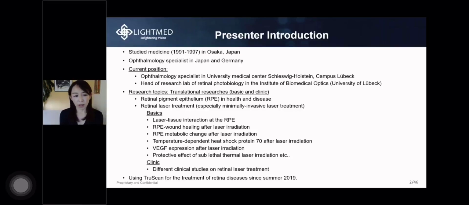At the beginning, I was very much focused on the retinal pigment epithelium, RPE, in health and disease, and later on came to the topic of laser tissue interaction at the RPE. For example, what happens if the RPE cells are heated, or what happens during wound healing, and so on. And since last year, I'm using TruScan and treating macular diseases in patients at the university hospital.